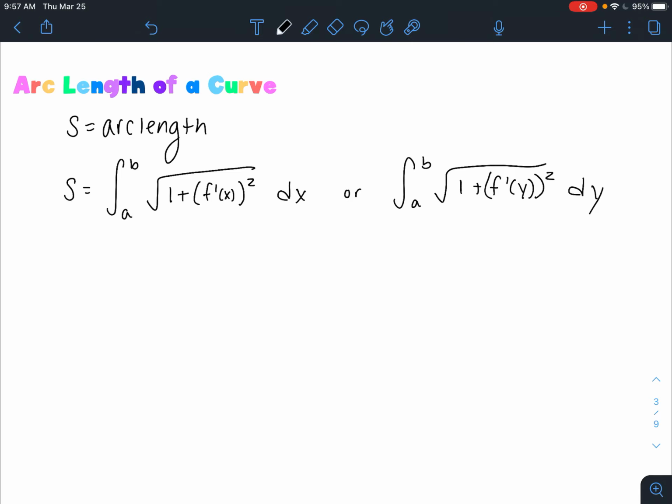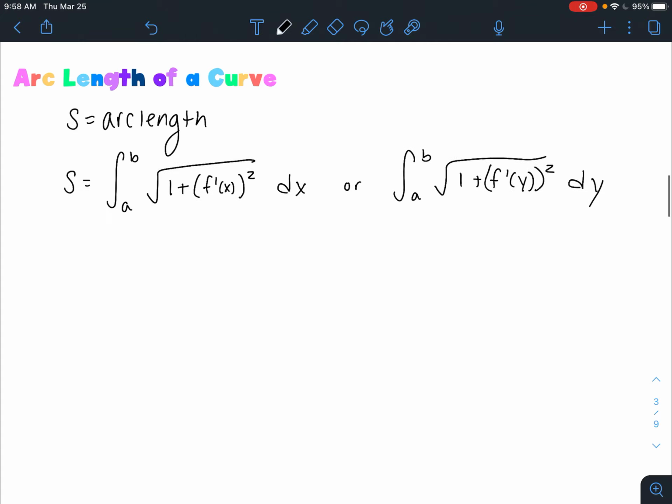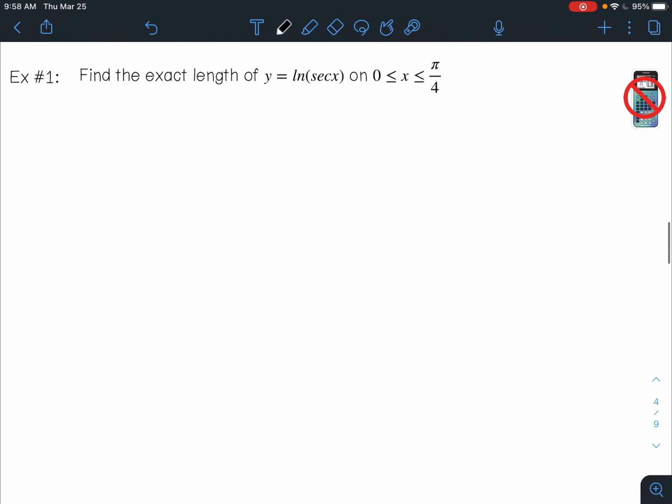So let's go ahead and use this formula. We're going to do a few problems both with the calculator and without the calculator. I am just doing this on my iPad, so I don't have the emulator up, so I will just walk you through how to do this on the calculator too.